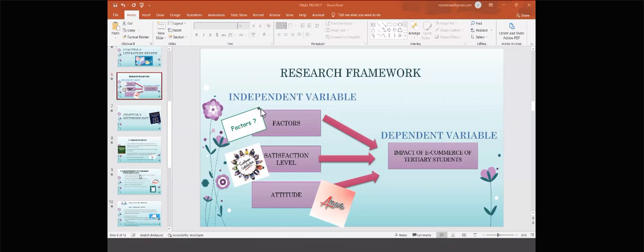So you cannot just put factors like that. Factors is too general. You need to list down the factors. You need to be very specific on what are the factors. Because when you go through the literature review, you will find a lot of factors that impact attitude, for example. So you cannot put the factors very generally like that.